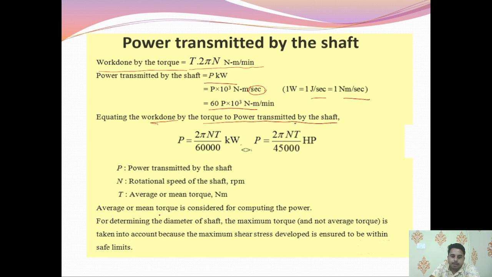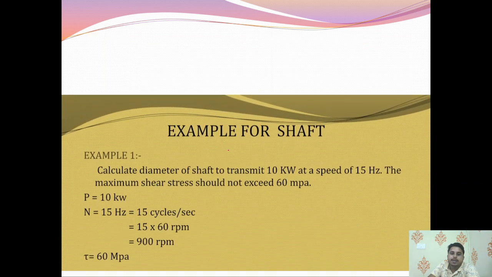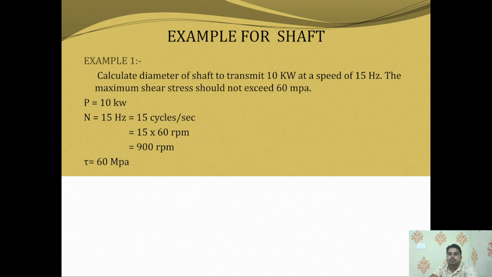Okay. Now there is a special condition. Average or mean torque is considered for computing the power. For determining the diameter of the shaft, the maximum torque is taken into account, because the maximum shear stress developed is ensured to be within safe limits. Alright, then let's take an example to evaluate the parameters.